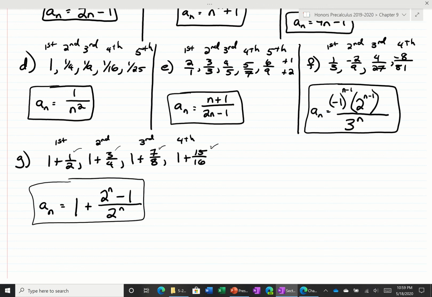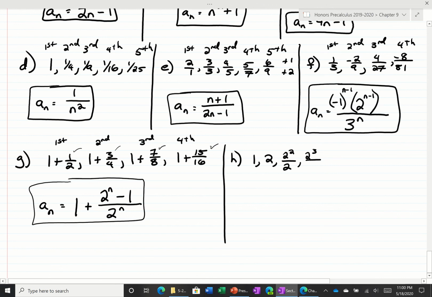All right, and let's do one more. Let's say we have 1, 2, 2 squared over 2, 2 to the third over 6, and 2 to the fourth over 24. Let's try to figure this one out.